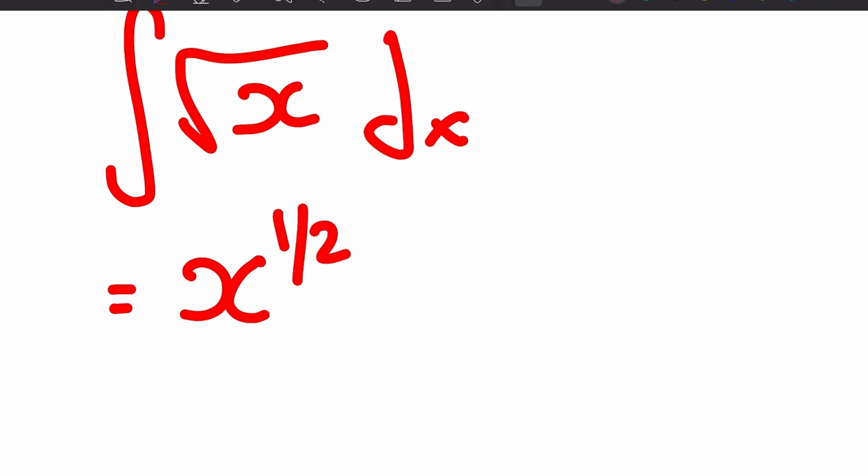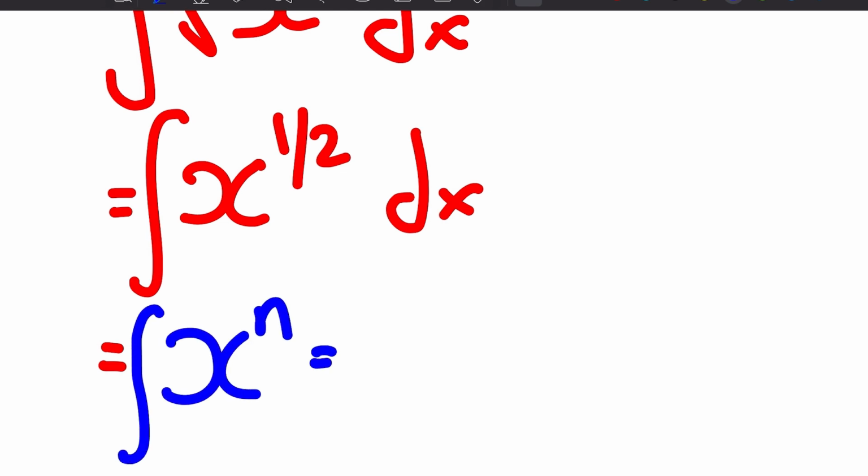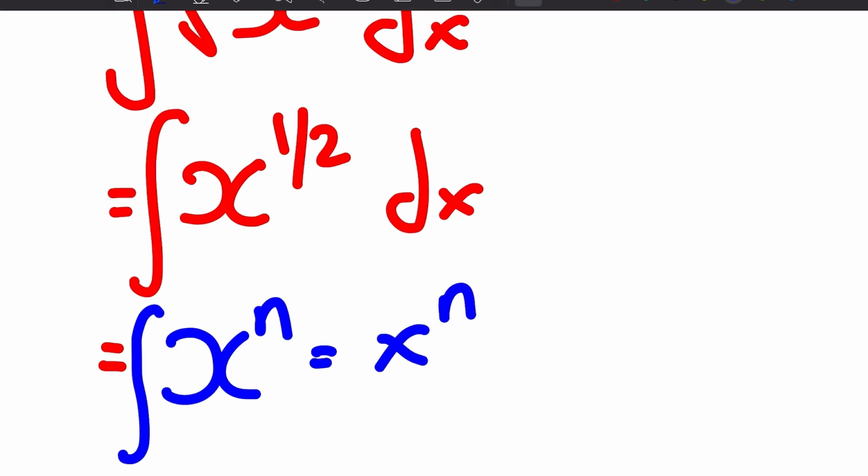If you don't understand this, I'd recommend checking surds. I made a video on logs, indices, and surds, and that explains it. So it's going to be equal to the integral of x to the half with respect to x. So now, let's take our x, because remember that the integral of x to the n equals x to the n plus 1 over n plus 1.